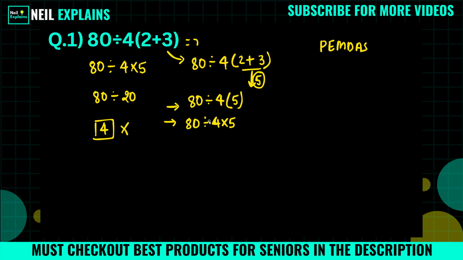We have to solve this division first, because division and multiplication have the same priority and we have to solve them left to right. So first we have to solve this operation, 80 divided by 4. What do we get? 80 divided by 4, we get 20 as an answer. Then 20 times 5, and 20 times 5 equals 100. So here 100 is the right answer.